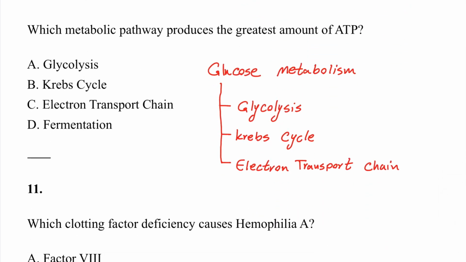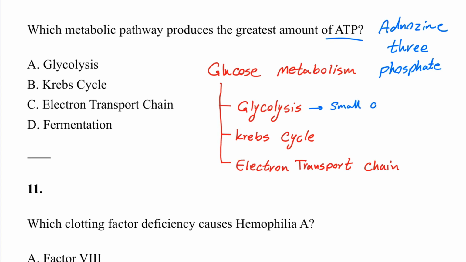Number 10. Which metabolic pathway produces the greatest amount of ATP, or adenosine triphosphate? Yes? So, A. Glycolysis, B. Krebs cycle, C. Electron transport chain, and D. Fermentation. Cellular respiration occurs in several stages. Glycolysis generates only a small amount of ATP.